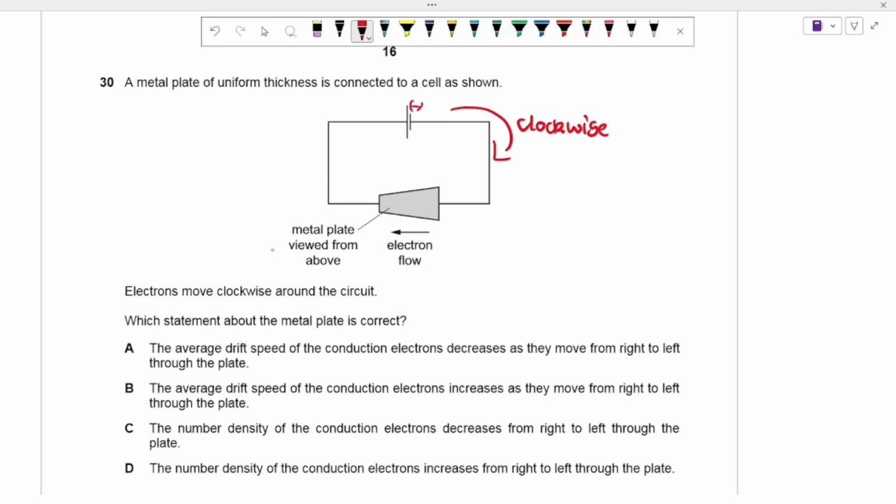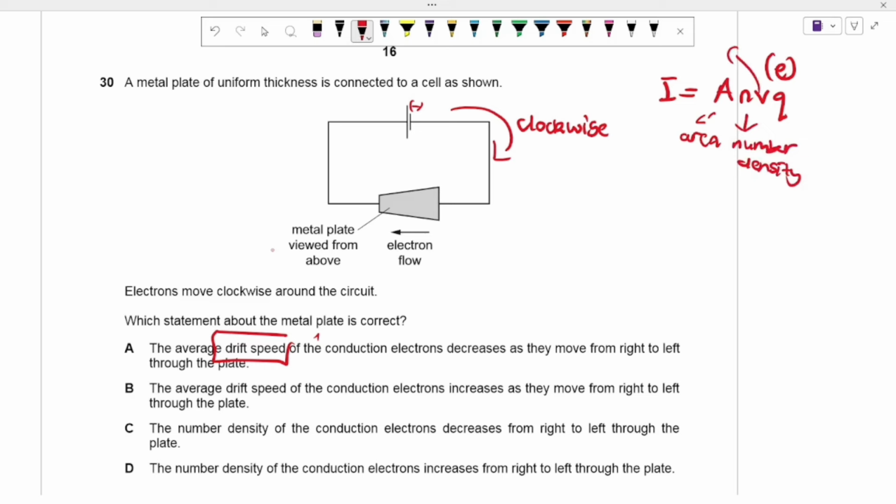The average drift... whenever you see the word drift, number density and all that stuff, one equation alone should come to mind: I is equal to A n v q. Some textbooks might say e, just a difference in notation, where A is the area that the current is moving through. So this is the area, and then this is the number density.